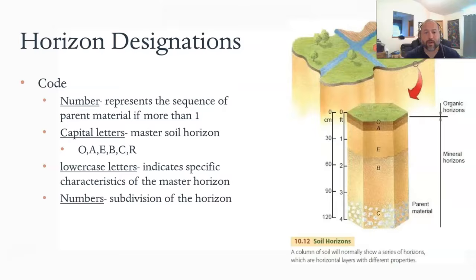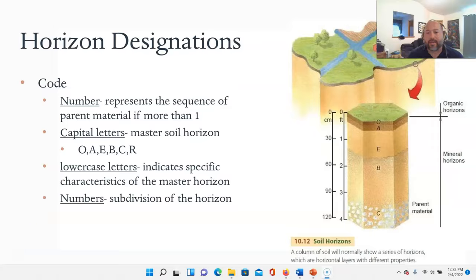And so the first number would represent the sequence of parent material if there's more than one. So what does that mean? It means that if the soil formed from two different parent materials, like you had a natural process that's happened for a long amount of time, and then something else happened as well, so that you get soil forming from two different parent materials, then that number would represent the different parent materials. Usually, though, that's not a super common thing, so you don't really see that first number in a lot of soils. Usually, the first thing you see is a capital letter, which we can see here in this example, where we see the O, A, E, B, C for these different layers.